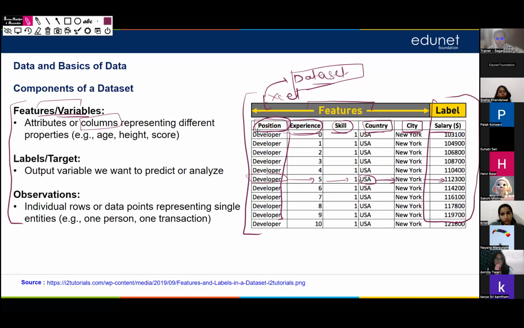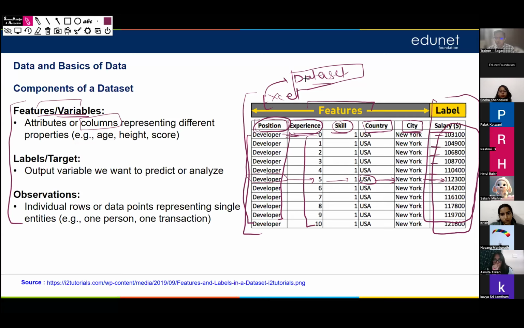If you all see, there is a specific reason I have kept this image. We have hired developers, for example, who have different experiences. Rest everything is the same. Skill set is same, country same, city is same. Based on these two features, the salary starts differing. Can you all see these different numbers under the label?